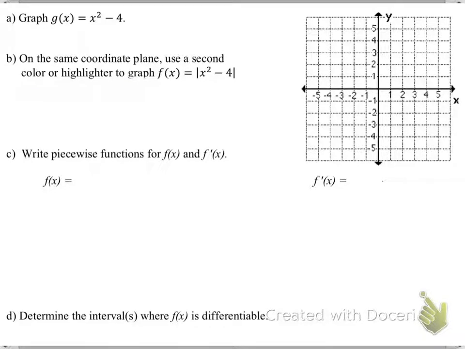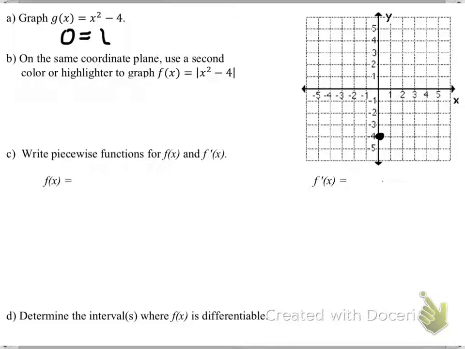In this example, we want to graph g of x is equal to x squared minus 4. So we know because it's an x squared graph that it's a parabola, and the minus 4 is causing a shift down 4. So the vertex of our parabola will be at (0, negative 4).